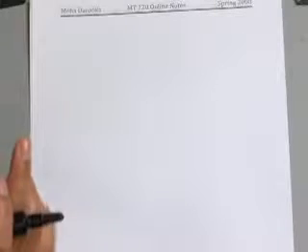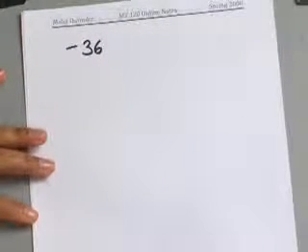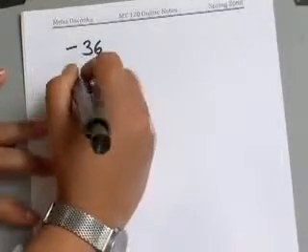Now again, just like we saw with irrationals, you want to keep in mind that not every number will have a real number square root. To think about it, if we take the number 36 and you try to find the square root of negative 36.